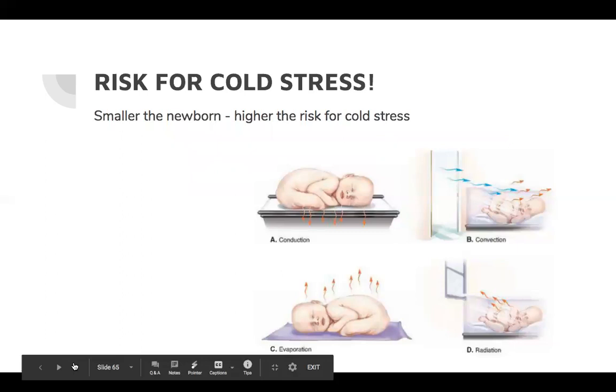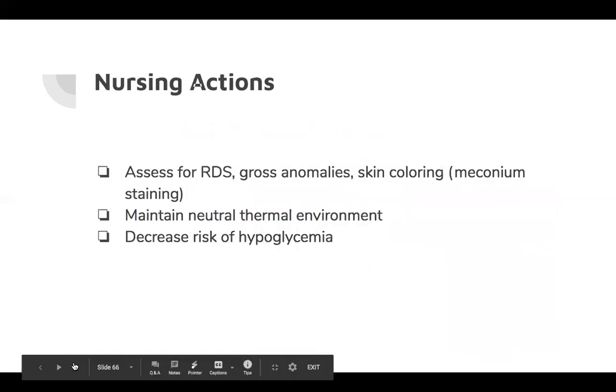Risk for cold stress increases. The smaller the newborn, the higher the risk. Always keep that in mind. Nursing actions are to assess and treat for RDS, maintain a neutral thermal environment, and decrease risk for hypoglycemia. And do I sound like a broken record by now?